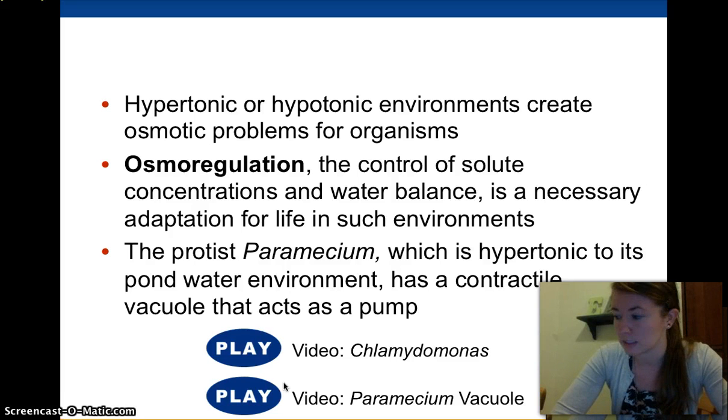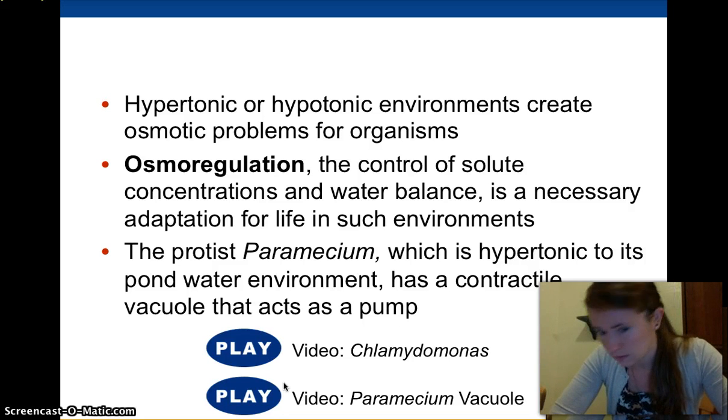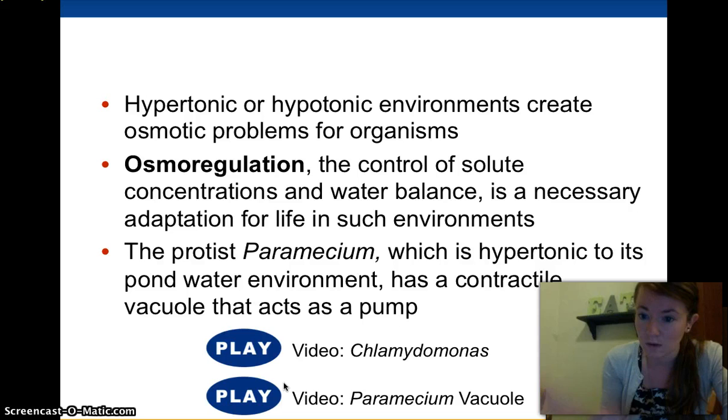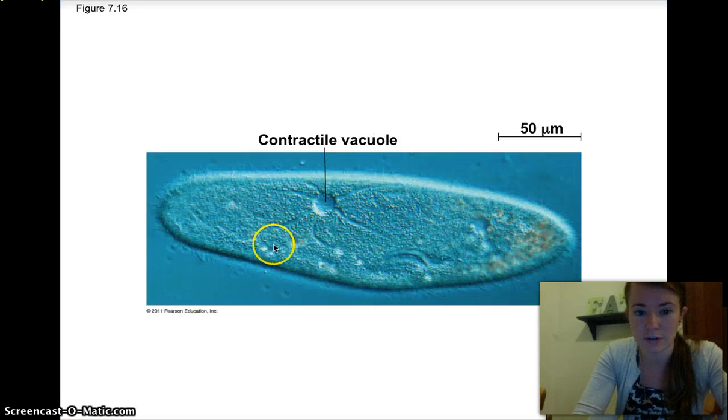Some single-celled organisms, such as paramecium, maintain a solute concentration because they live in a hypotonic solution, so their pond has fewer solutes than they do. They live in fresh water, so they take on water a lot because the water is moving from low concentration outside to high concentration inside. And so what happens is they have this vacuole that they fill up with all the water that's rushing into their cell, and they just pump it out. So they have a mechanism to maintain their osmoregulation. So there it is. There's the contractile vacuole.